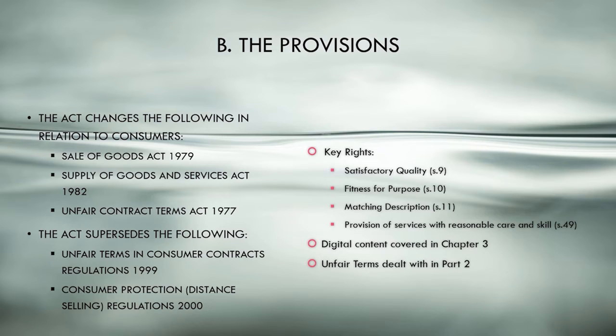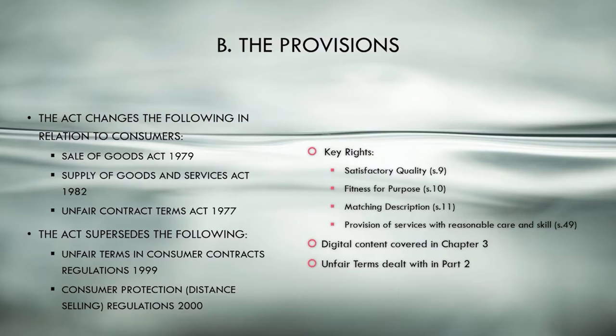We now move on to consider the provisions of the new Act. The Consumer Rights Act came into force in October 2015. Its aim is to consolidate and clarify consumer rights. It does not affect business-to-business contracts, for which the provisions of the Sale of Goods Act 1979, Supply of Goods and Services Act 1982, and the Unfair Contract Terms Act 1977 remain in force.